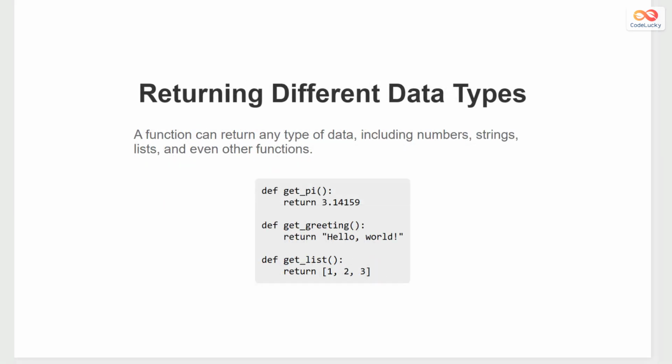Python functions are very flexible and can return any type of data. Here we have three different functions, each returning a different data type. The first returns a number, the second returns a string of text, and the third returns a list of numbers. This flexibility is one of the great things about Python.